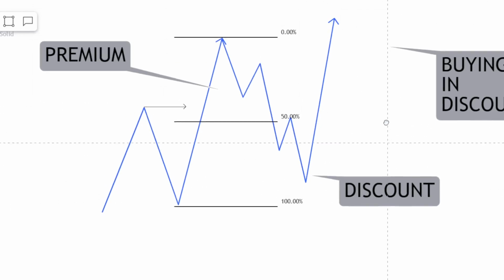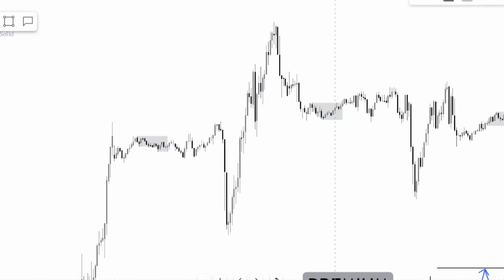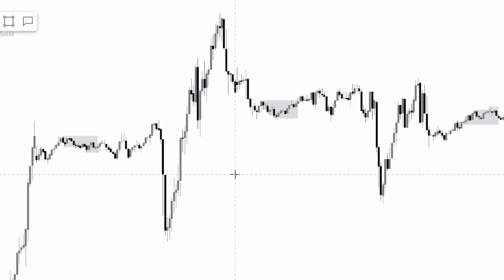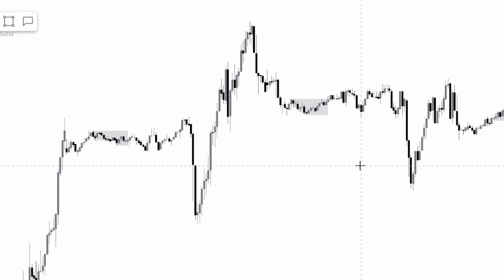So with this theory in mind, let's take it to the charts, right? So we have a chart here of the ES or the E-mini S&P 500 Futures contract. And we're going to be dissecting a particular trade that was taken in, I believe it was early February, so about a month ago from the time of this video recording. And we're going to be looking at how you could have got involved in this potential trade, but we're going to be looking at it from a premium and discount perspective, right?